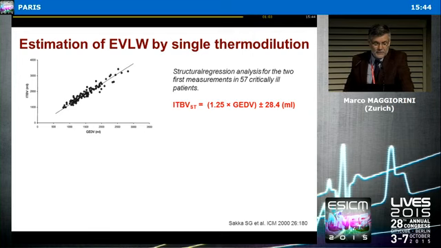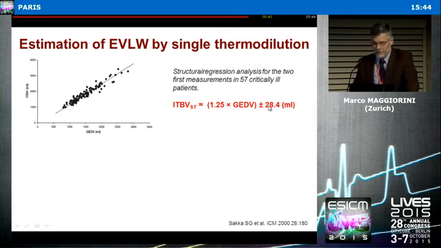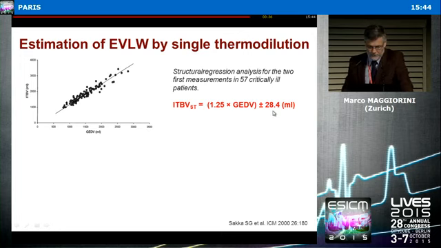And he found that the correlation in humans between intrathoracic blood volume and global end-diastolic volume was very narrow, and that the intrathoracic blood volume could be calculated by multiplying the global end-diastolic volume by 1.25 and adding 28 milliliters. On the slide it shows a minus, so it's a mistake, it should be a plus.